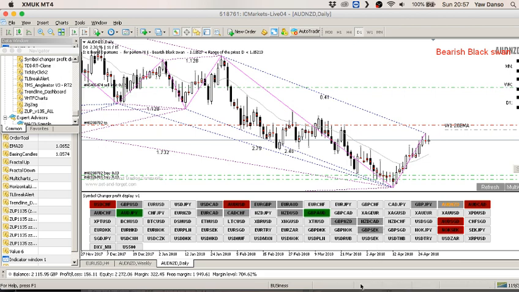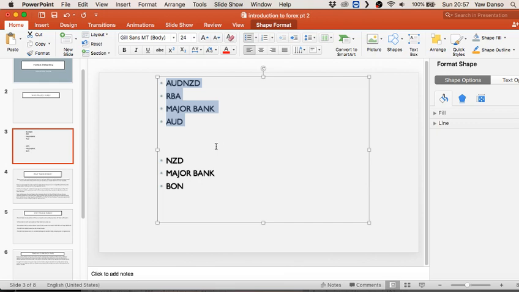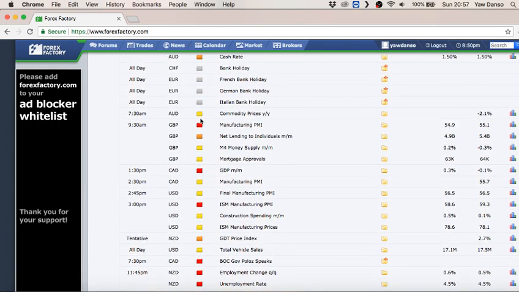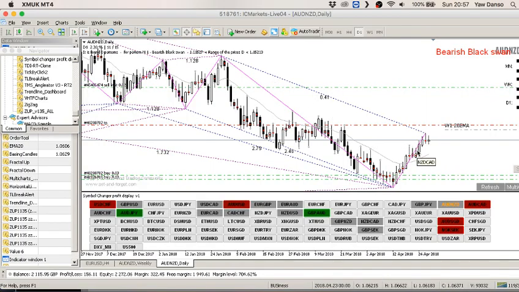So, very important, get to know the pairs, because once you get to know the pairs arrangement properly, when we get into more details about coming onto this website to check the news that will affect the currencies that we'll be trading, it will make it much easier for you to understand.